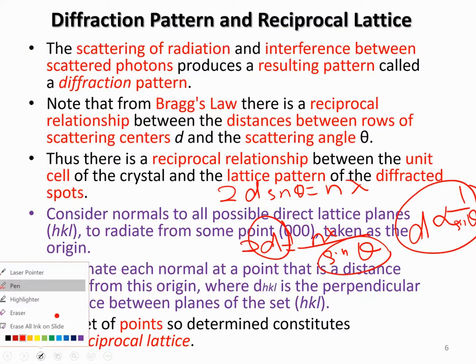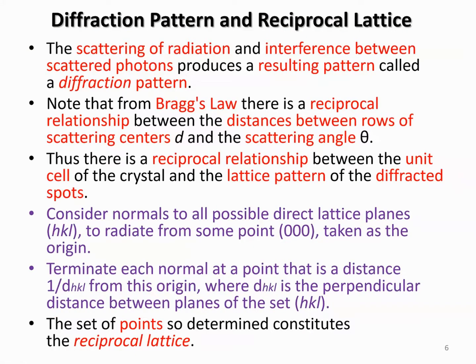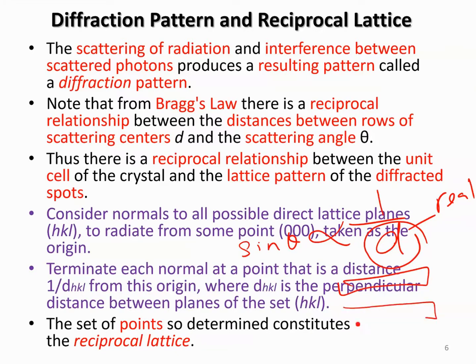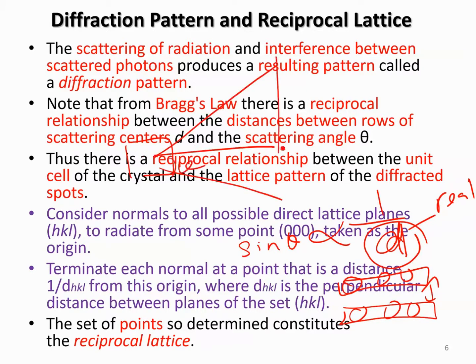Therefore, there's a reciprocal relationship between the unit cell of the crystal and the lattice pattern of the diffraction spots. Just now I said that sine theta is proportional to 1 over d, right? This d is the real lattice. So this is a plane of atoms, and this is another plane of atoms. The distance between these two planes is d. How about sine theta? Different theta will give you different diffraction spots. Can you imagine that?